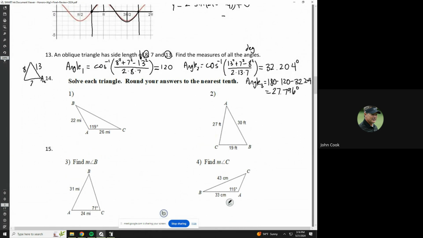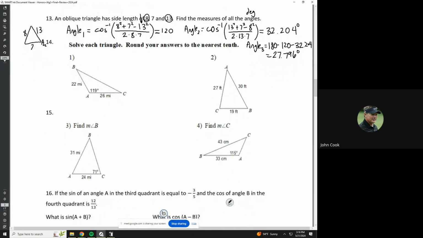Here we go. So we have to decide if we're going to use law of sines or law of cosines. And here's how you can tell. I always decide if I can use law of sines. If I can, then I'll use it. If not, I'm going to use law of cosines. Because these problems are structured in such a way that you'll be able to use one method or the other.